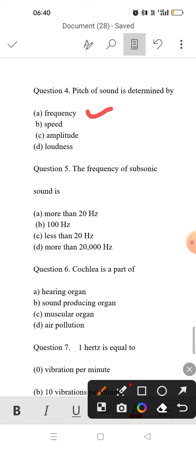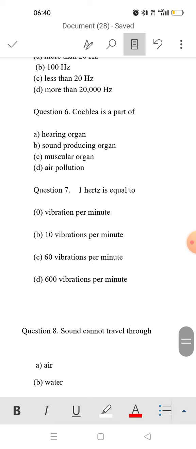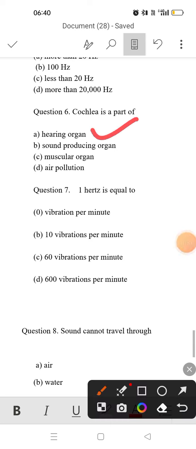The frequency of subsonic sound: what do you mean by subsonic? Infrasonic and subsonic are both the same thing. So the frequency of subsonic sound is less than 20 hertz. Answer option C. Next question, 6th: Cochlea is a part of the hearing organ. Next, 7th question: 1 hertz is equal to 60 vibrations per minute.